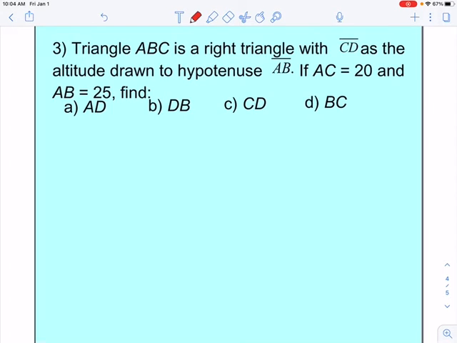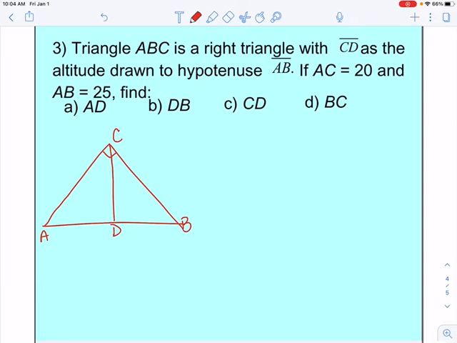Okay, so first let's draw ourselves a picture. So there's a picture. Okay, and this should be a right angle, and I'm going to call this A, C, B. And my altitude is going to drop down here, and that is going to be D. Okay, so again, let's go back up to the top, and it tells me that AB is 25. So this piece is going to be 25, and AC is 20. And I think those are the only 2 pieces of information that I was given.